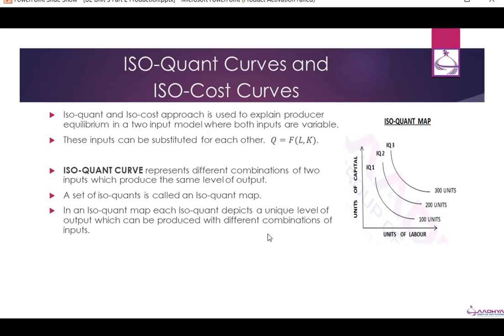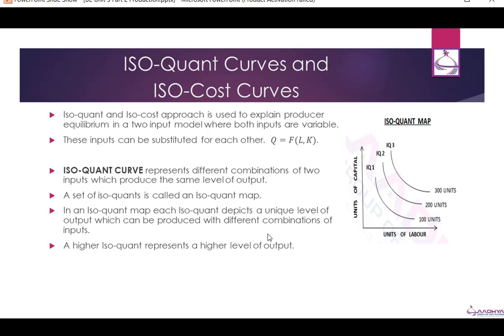Each isoquant here depicts a unique level of output. For IQ1 it is 100 units, for IQ2 it is 200 units, for IQ3 it is 300 units, which can be produced with different combinations of inputs. Every point on each isoquant represents a particular combination of capital and labor, and because it's on the same isoquant, each point produces the same level of output. Even though you are using more capital and less labor, you are producing 100 units. You can also find a point where you are using more labor and less capital to produce the same 100 units of output.